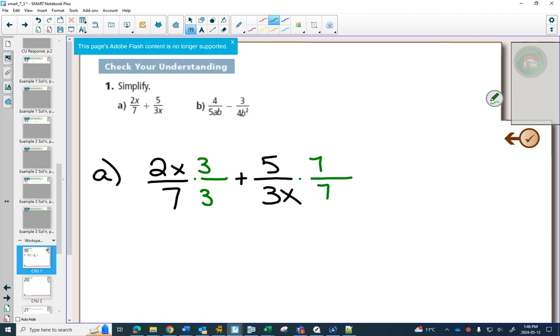Then I look at my variables. Are there variables in my denominator? Yes. This one has an x. This one's missing the x. So I would need to make sure I have an x on the bottom there, which means I have to multiply by an x on the top there.